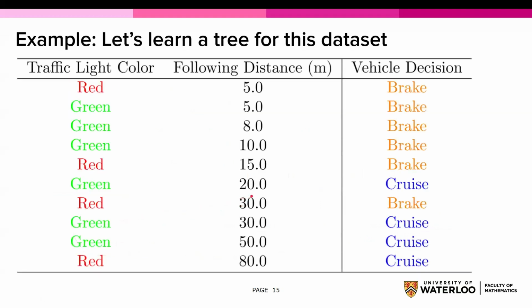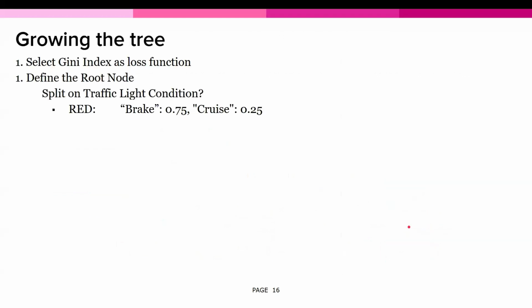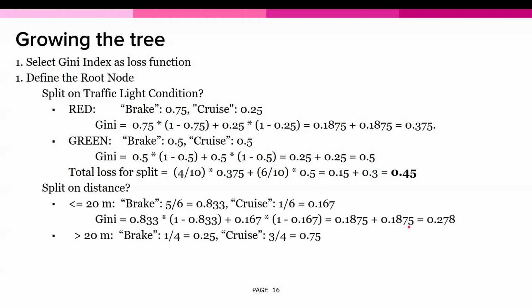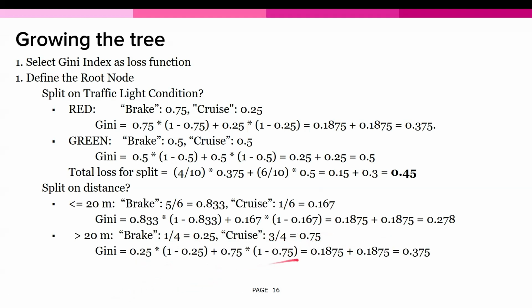For greater than 20 meters, there are 4 instances within that class, and they're labeled break, cruise, cruise, cruise. So the empirical fraction of break is going to be 1 over 4, and the empirical fraction of cruise is going to be 3 over 4. So empirical fraction of break, 0.25, empirical fraction of cruise, 0.75. We can calculate the Gini index, exploiting some similarity to what we did in the red case. So that's going to be 0.375 again.